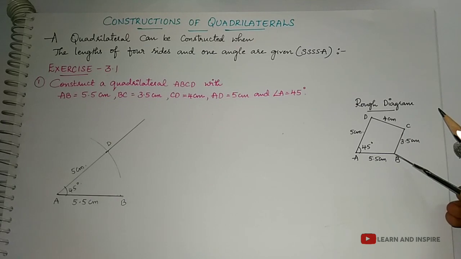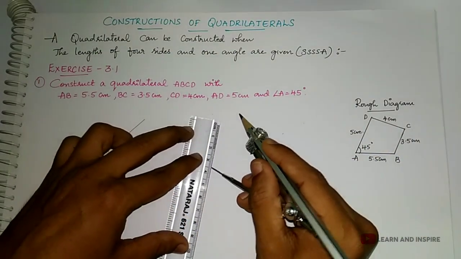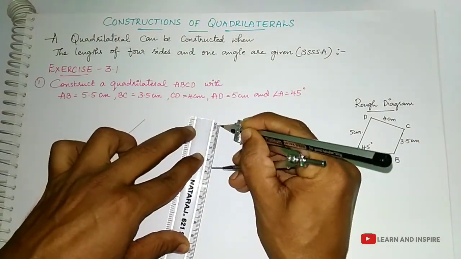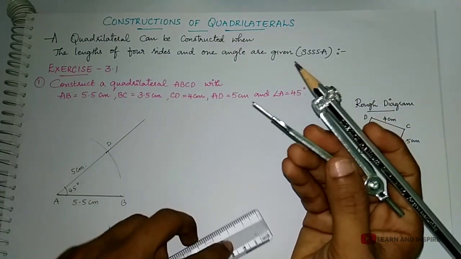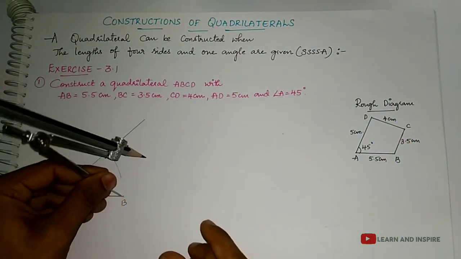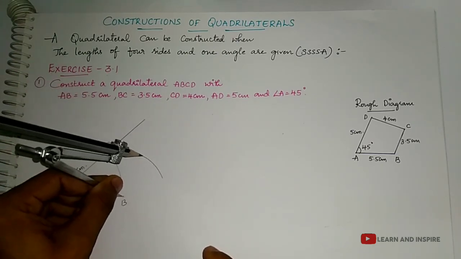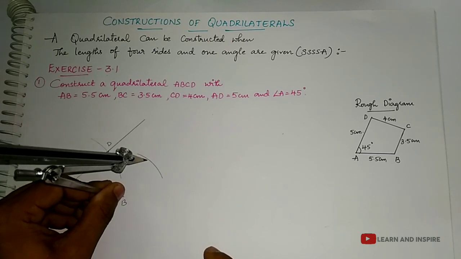Now what is step 4? With B as center and radius 3.5 centimeters, we can draw an arc. So we take a radius of 3.5 centimeters. With B as center and radius 3.5 centimeters, draw an arc. This is step 4.